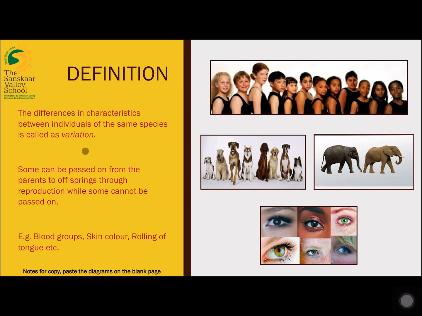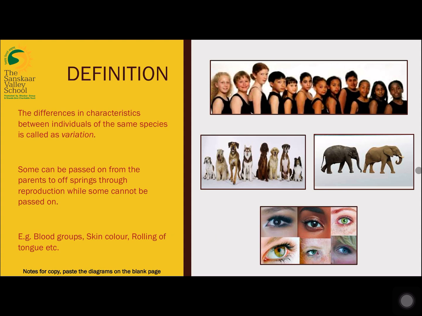The definition of variation is the differences in characteristics between individuals of the same species. Some can be passed on from the parents to offspring through reproduction, while some cannot be passed on. Example: blood group, skin color, rolling of tongue, etc. So you can see here everybody has a different color, everybody's heights are different, right? These dogs have different breeds, the color is different, the eye color, right?